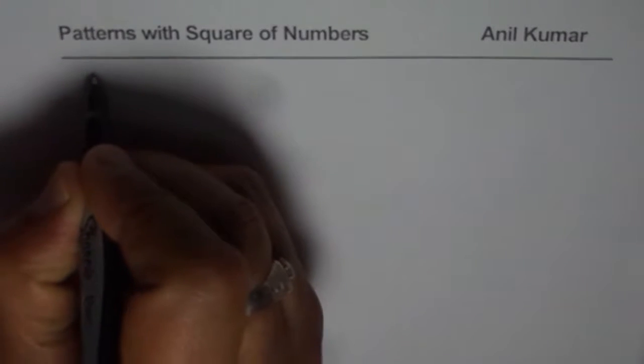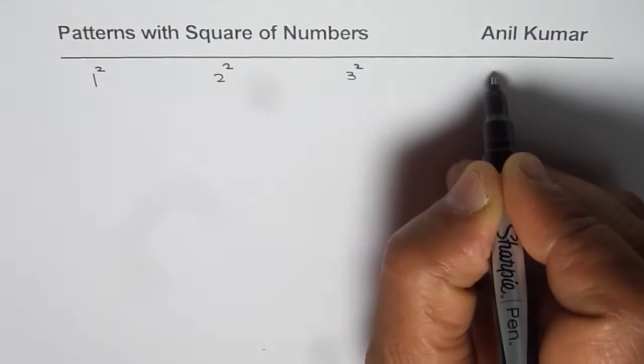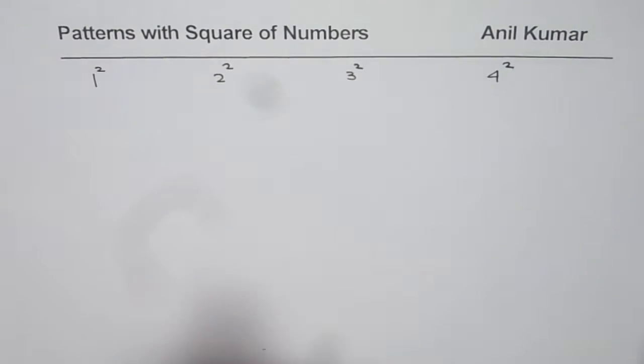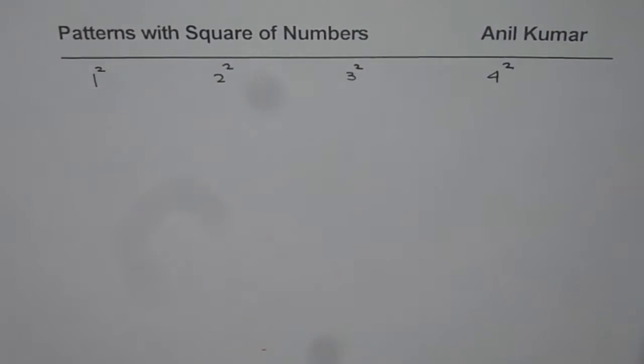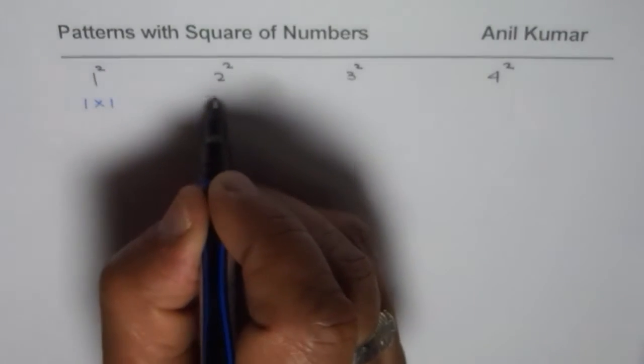Let me begin with numbers like 1 square, 2 square, 3 square and 4 square. Now when we say 1 square, it really means we could make a square of 1 times 1, 2 square is like 2 times 2, 3 square is 3 times 3 and 4 square is 4 times 4. To give you a visual look of what this really means, we can consider just one number here.